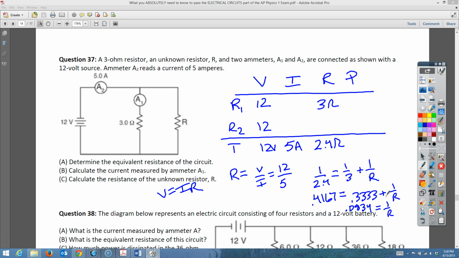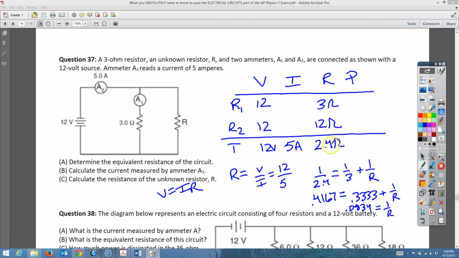Now we just flip both sides, so 1 divided by 0.0834 is equal to 12, or 11.99999. So this is really 12. So this one is 12 ohms. Notice they don't add up. They shouldn't. It's because we'd have to do 1 over the first plus 1 over the second should be 1 over the total.